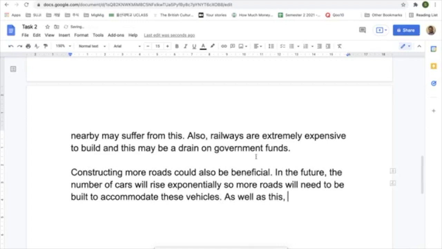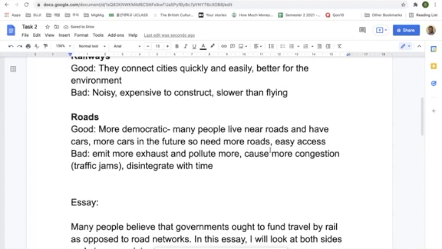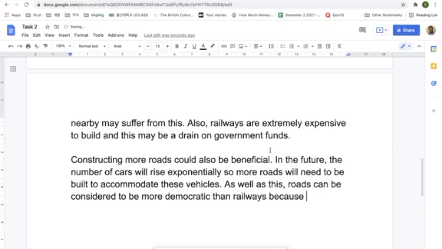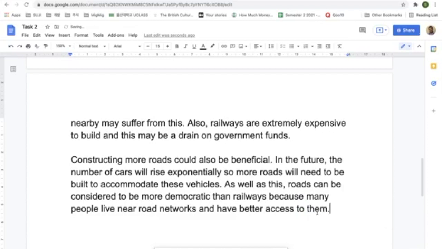As well as this, what was our other point? Why roads were good? Oh, they're more democratic. Okay, fine. So as well as this, roads can be considered to be more democratic than railways because many people live near road networks and have access or better access to them. My point being, and you may disagree with me, but that's fine, that access to trains is limited to people who live near trains, train stations, train lines, and things like that. Whereas, many more people live next to roads than trains.